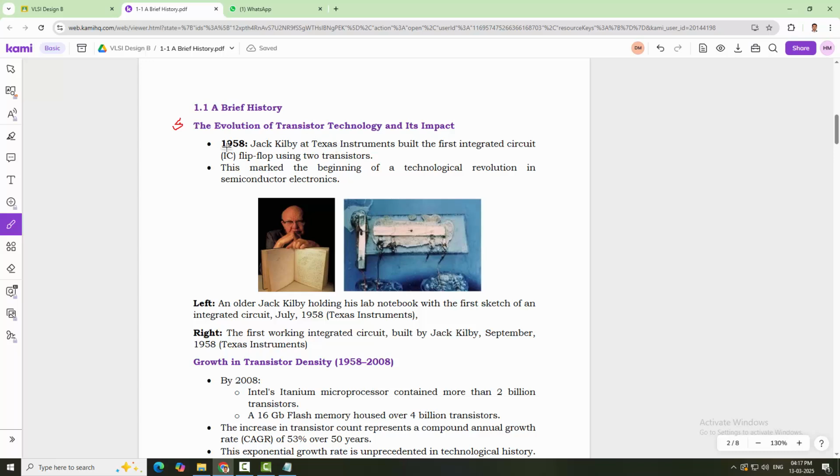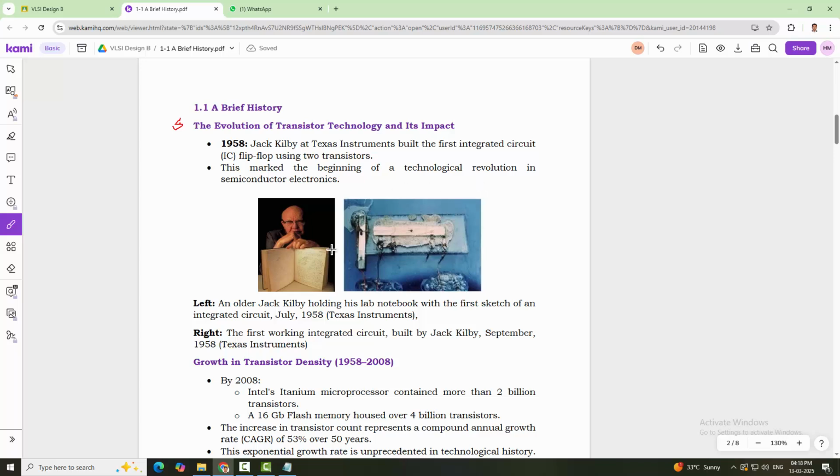As we know, in 1958, Jack Kilby at Texas Instruments built the first integrated circuit, which we call an IC, and he built a flip-flop using two transistors. That was the first invention made by Jack Kilby at Texas Instruments, and this invention has been marked as the beginning of the technological revolution in semiconductor electronics.